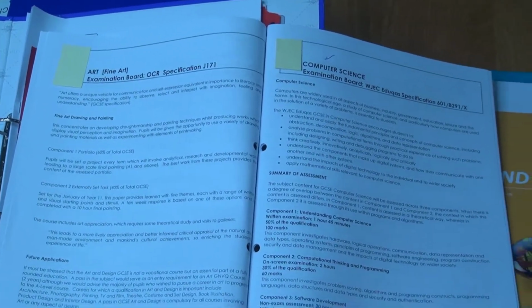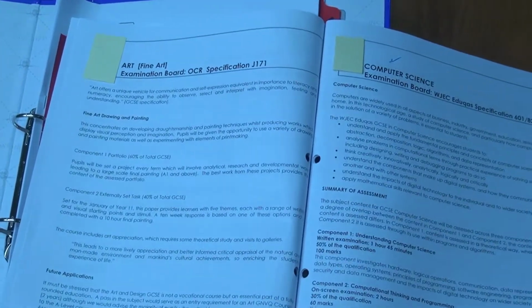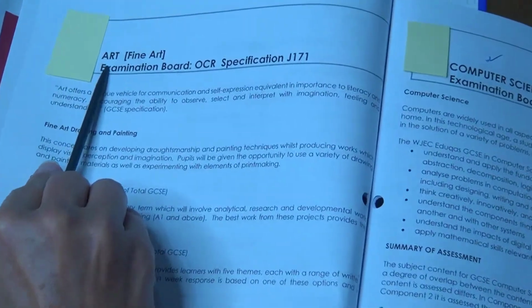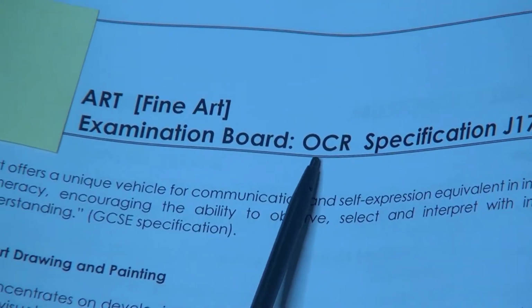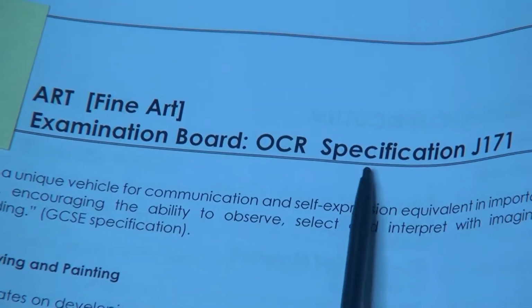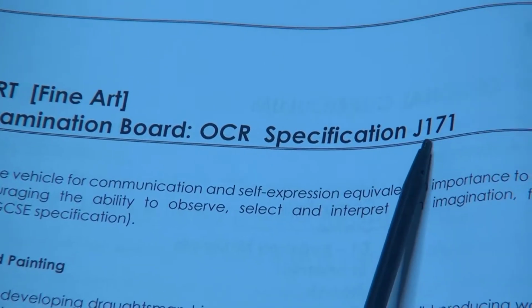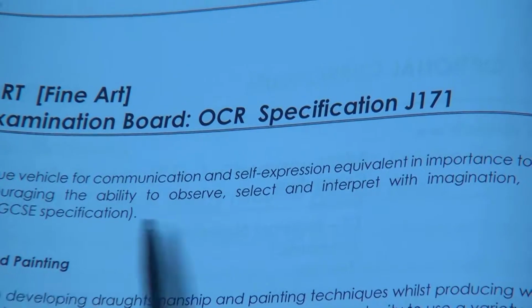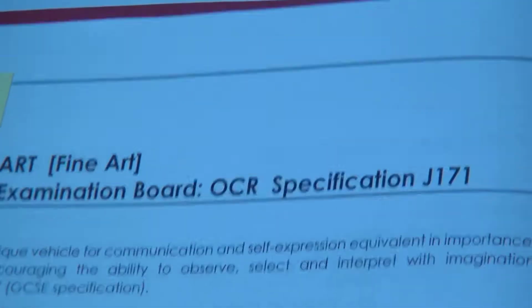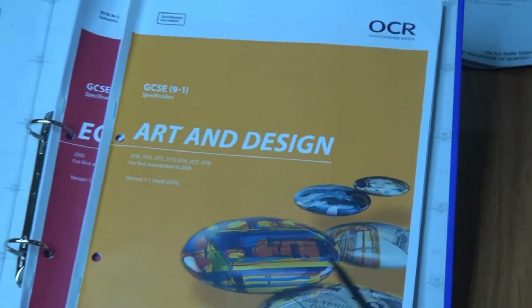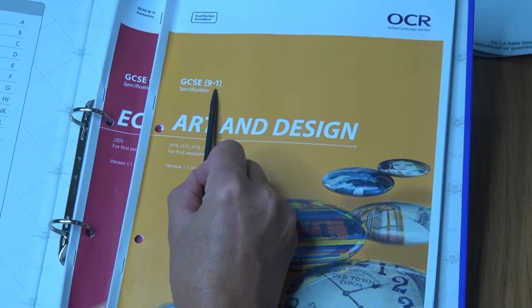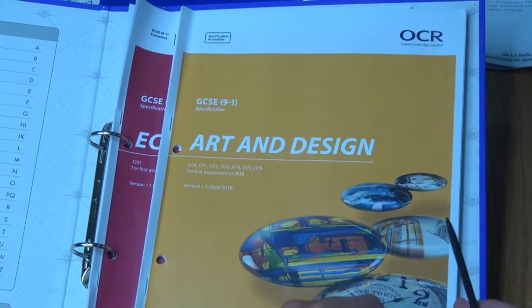So what I want to do is just start with art. So let me give you an example. My son is going to be doing art, a fine art course. His examination board is OCR and his specification number is J171. Now I have this information, I can then turn to the specification for the GCSE levels 9 to 1. So here we have it.